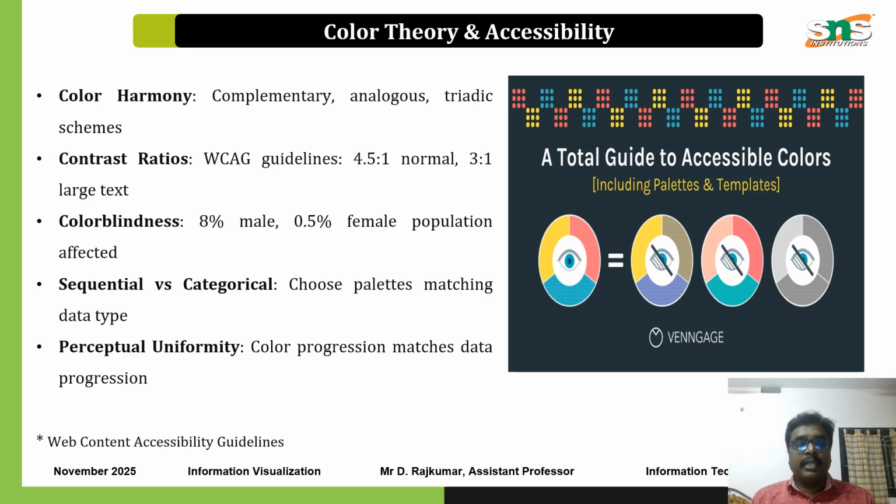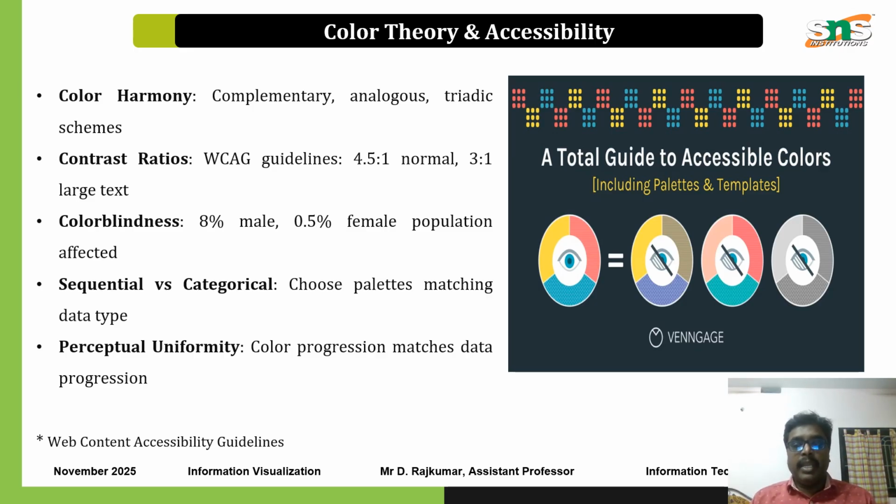Next one is the contrast ratios. In what ratios should we use the color? We have one guideline called WCAG, the Web Content Accessibility Guidelines, which provides 4.5 to 1 for normal text, and 3 to 1 for larger text.